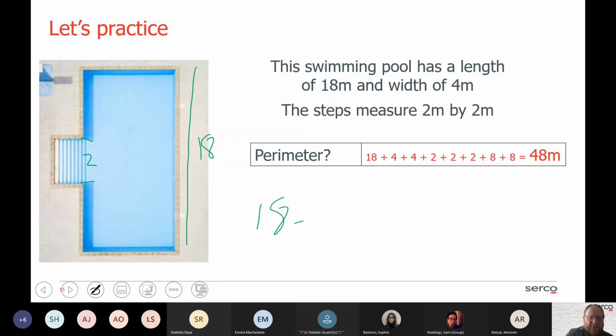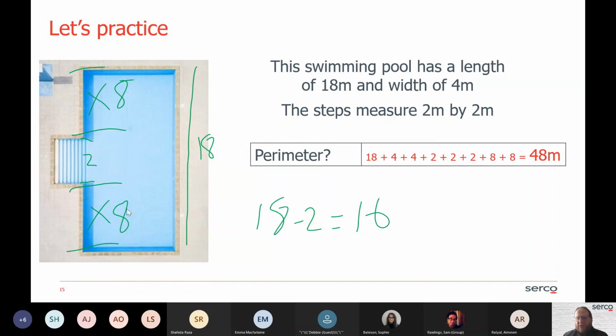If I do 18 take away 2, that gives me 16. And I need to split 16 between this bit and this bit. If I split 16 in half, that gives me 8 up here and 8 down here. So those are the missing measurements, and then I go and add those on as well. Hopefully that helps.